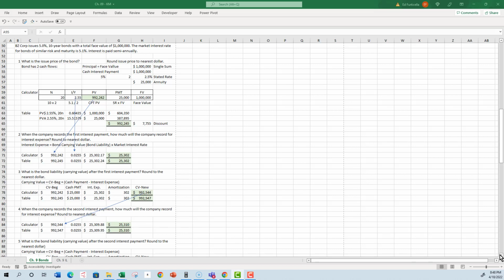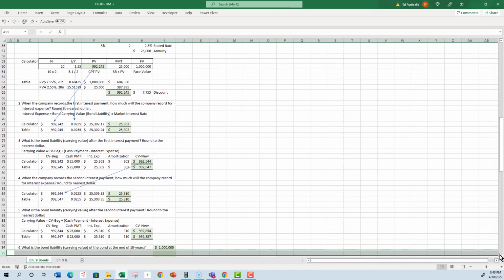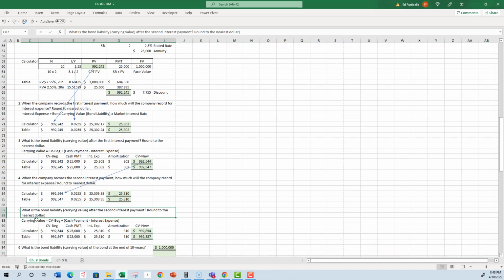The fifth part says, what's the bond liability or carrying value after the second interest payment? Round to the nearest dollar. The carrying value is always going to be the beginning carrying value plus the amortization amount for the period. The amortization amount for the period is the difference between the cash payment and the interest expense. For the calculator and the table, the cash payment was $25,000. The interest expense was $25,310. So we're going to amortize $310 of the discount.